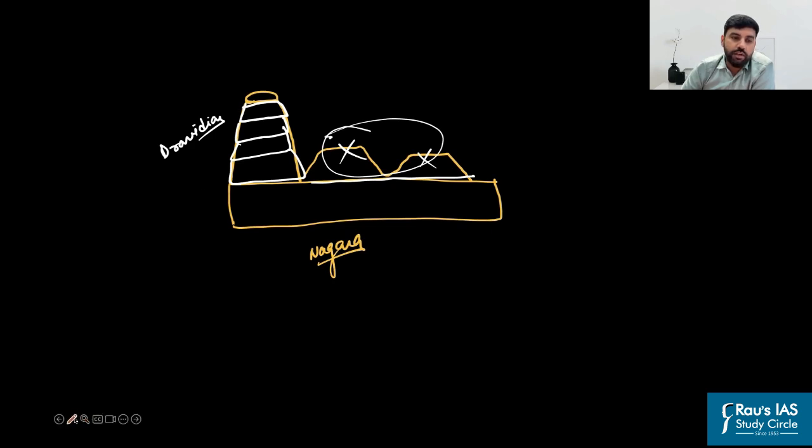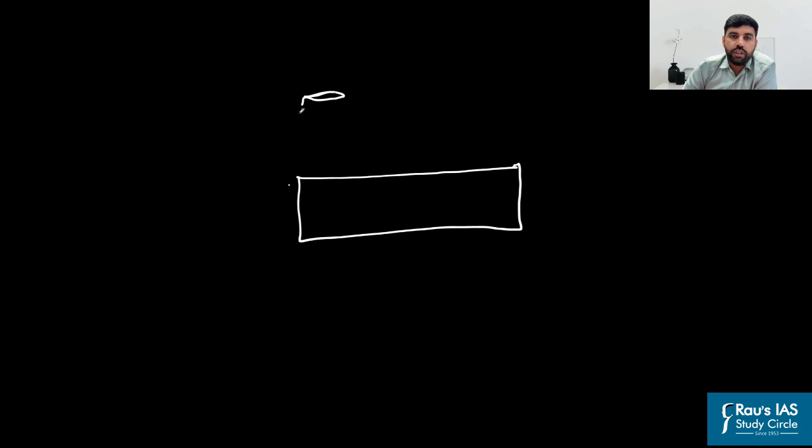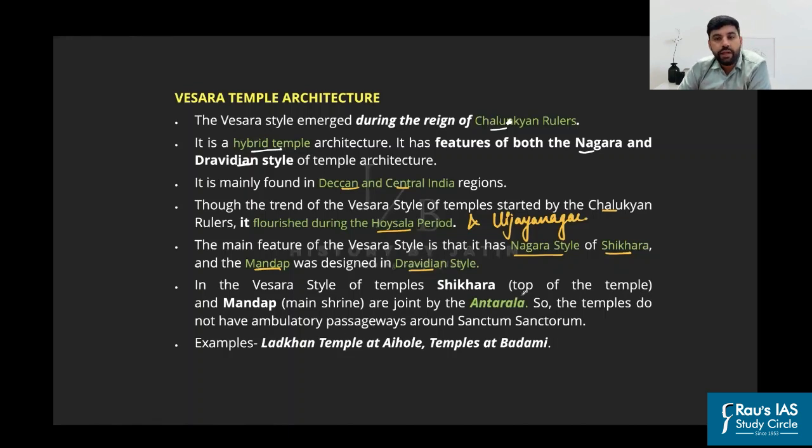Okay, let's draw something new. So you have a flat mandap, but your shikhar is like North Indian style. So this is your Vesara style, guys. This is North style and this is South style. So Vesara is done. That's it. This is how it is. Then we have Antral and all those things.